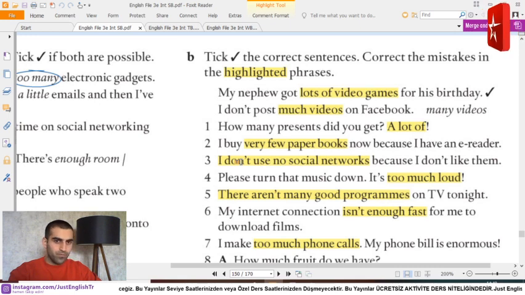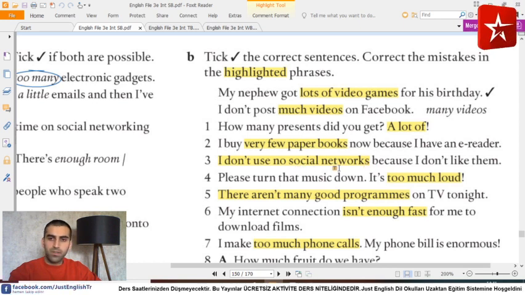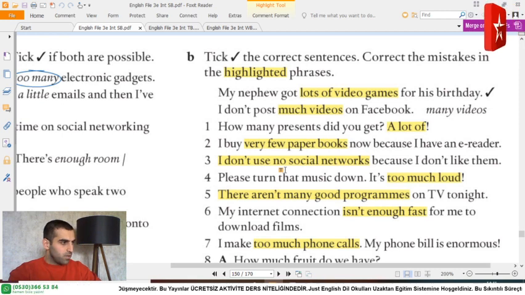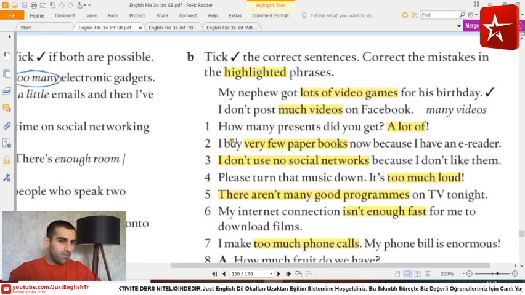Number 3. I don't use no social networks because I don't like them. Number 3 is correct or not? Hussein says false. Number 2 was correct, Mr. Hussein. Can we say a few?